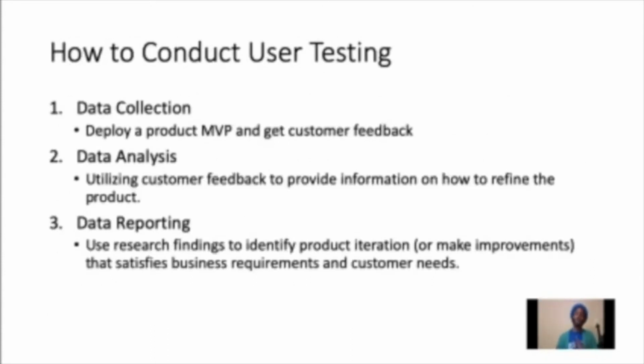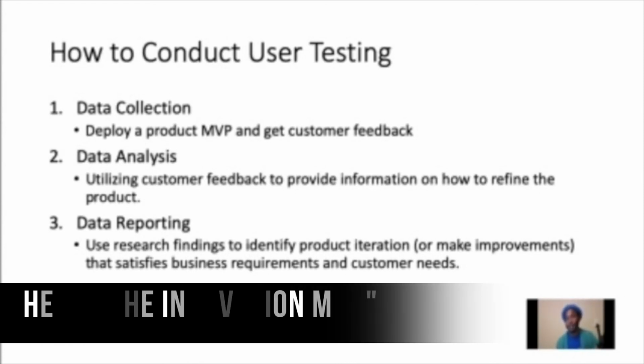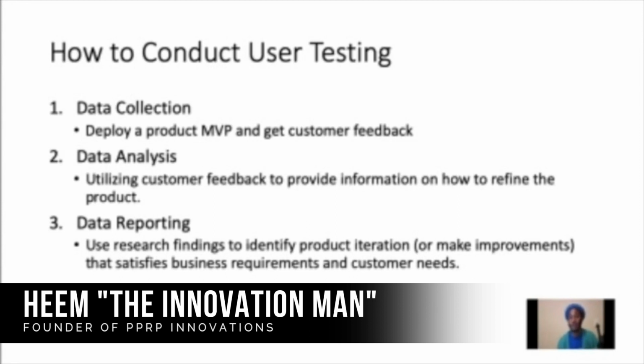You conduct user testing in 3 steps. One, you collect data, and you do that by deploying your minimum viable product and getting customer feedback. Two, you conduct a data analysis. Once you get that feedback, you clean and analyze your data so that it produces accurate outcomes. And three is reporting that data.